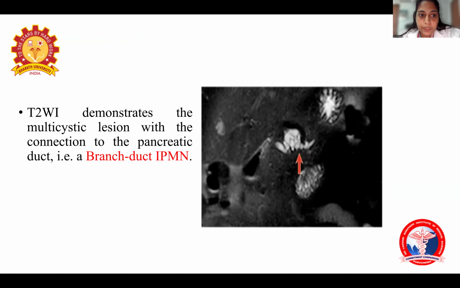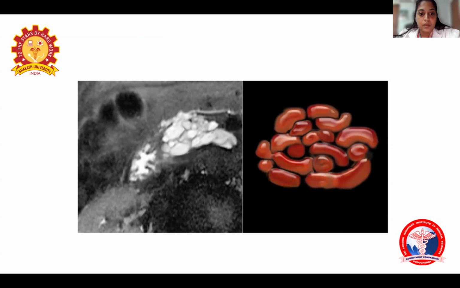So this is a T2 weighted image which demonstrated the multicystic lesions. You can see that there are little tiny cysts. It is not one single cyst like we have seen in the previous pictures. It is a multicystic lesion with a connection to the pancreatic duct. So this is a branch duct IPMN. Okay. So again, this is a beautiful depiction.